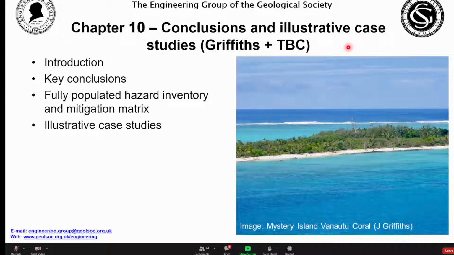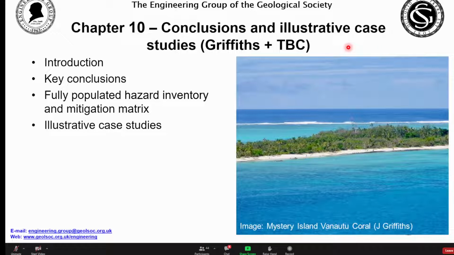The last chapter of the book will be the conclusions, bringing the whole publication to a close, with some key conclusions and key approaches drawn out from across the publication, and some key illustrative case studies: success stories of where it's been applied in practice, either in real situations or potentially some synthetic situations, to demonstrate how to apply the book.